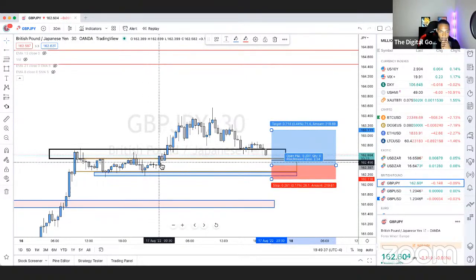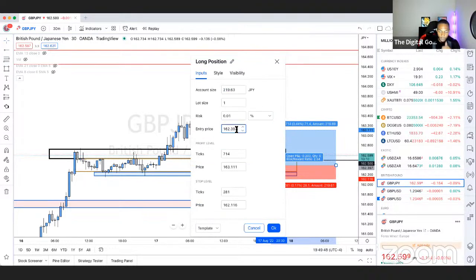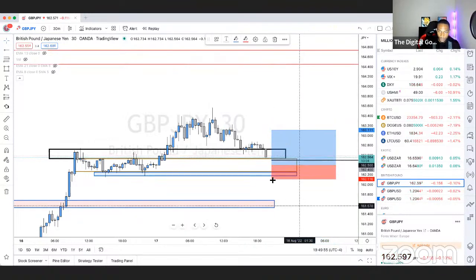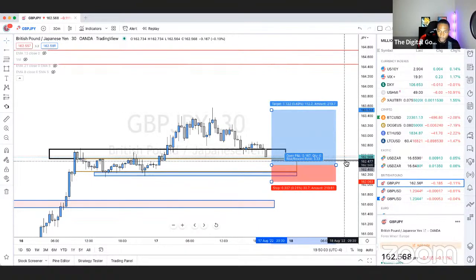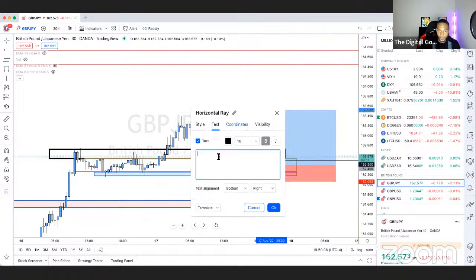All right. I mean, it's basically right there. So we'll do this to clear this. This will be our early entry, but if price makes its way down here, that'll be our main entry.